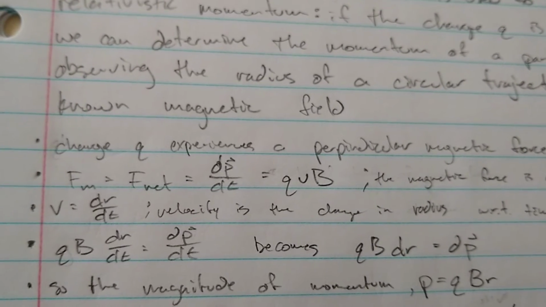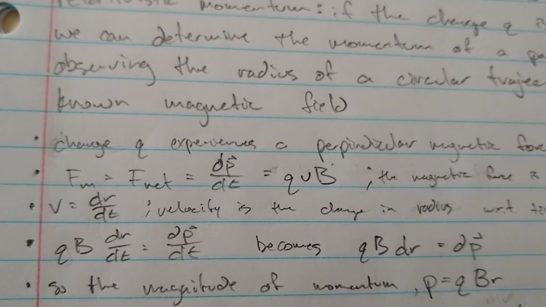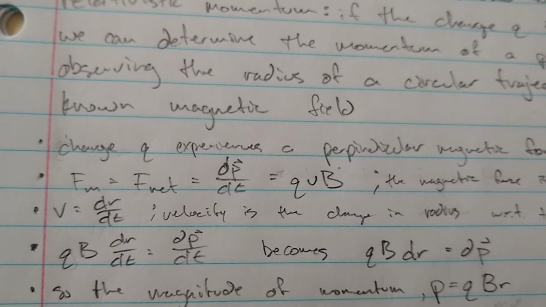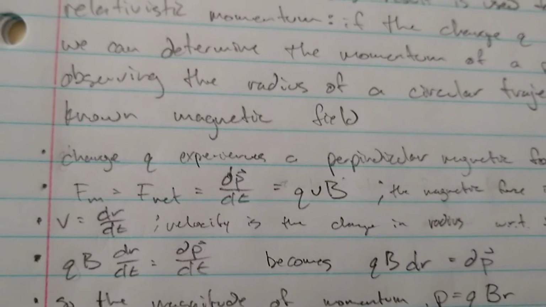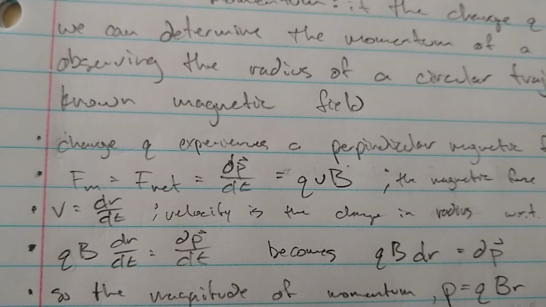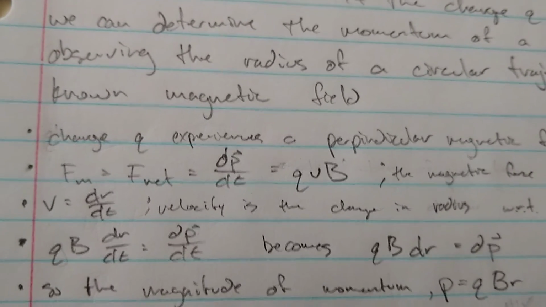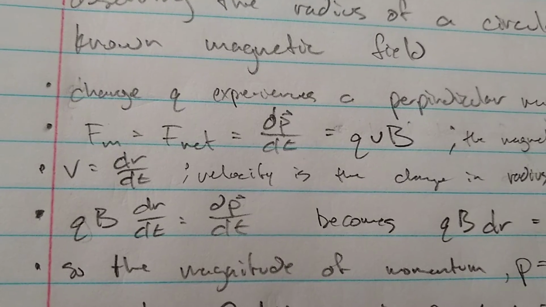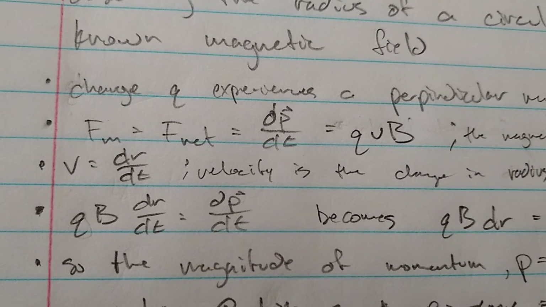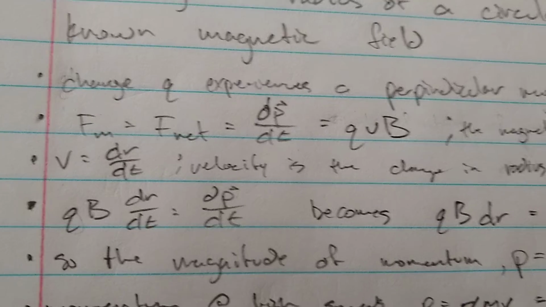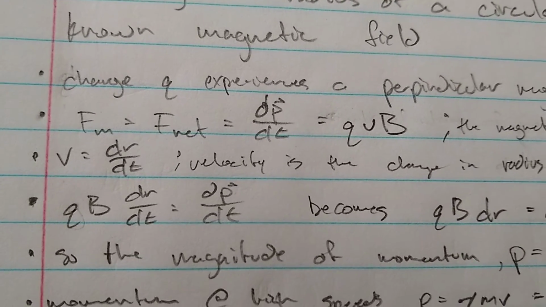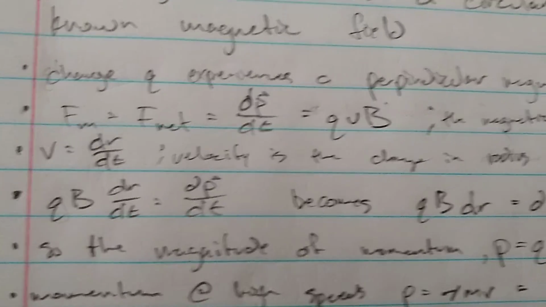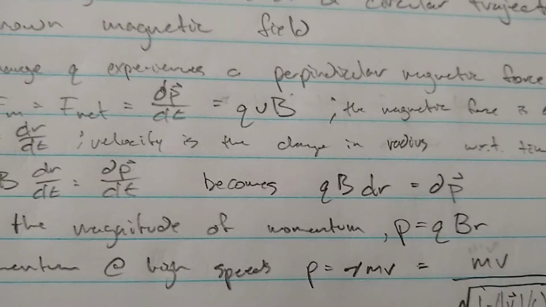We know that velocity is the difference in distance with respect to time, and so we can replace our velocity in our equation, and you have QB difference in distance with respect to time equals the change in momentum with respect to time.